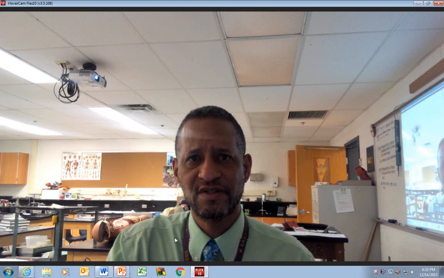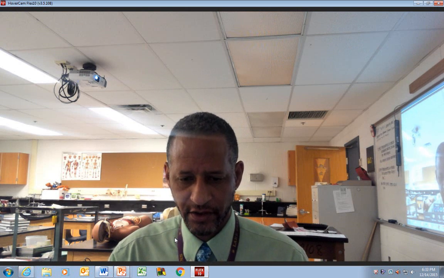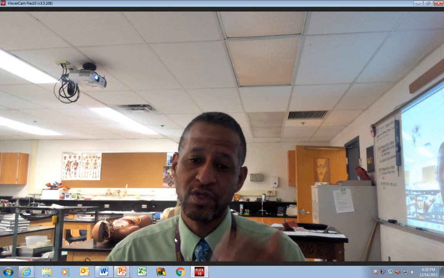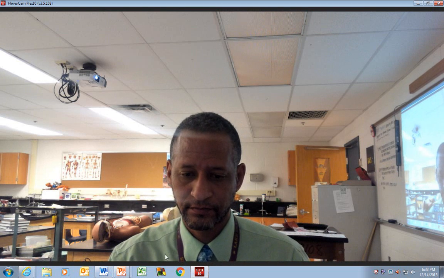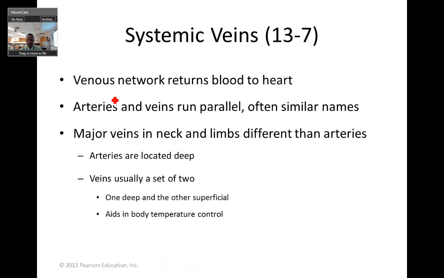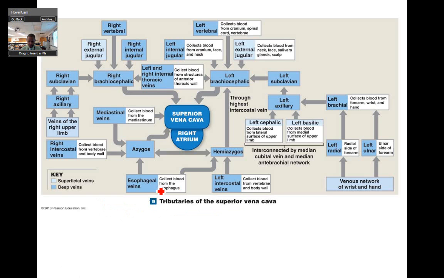Right, so arteries and veins usually run parallel to each other. So one is supplying and one is returning. A lot of times you'll see veins that are in sets of two, a deep and a superficial. Now, arteries are going to be deeper than veins, but when you have these paired veins, you'll often see one's going to be superficial and one runs deep. So let's kind of review.